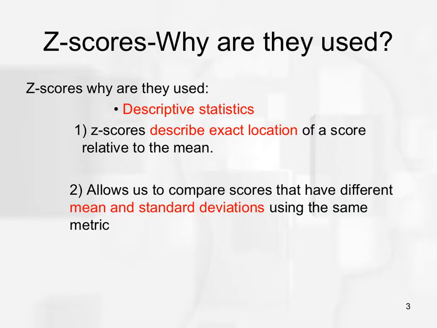Number two, these z-scores are going to allow us to compare scores that have different means and standard deviations using the same metric. So you might have a raw score that's in a distribution that has a particular mean, and then you might have a different raw score that's in a different distribution with a different mean, and converting both of those scores to a z-score distribution would allow us to compare them. So we're going to go on and show you an example of that.